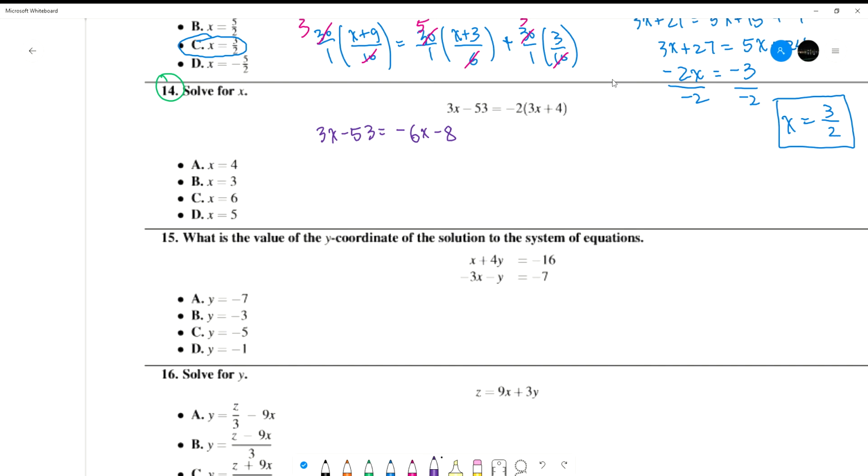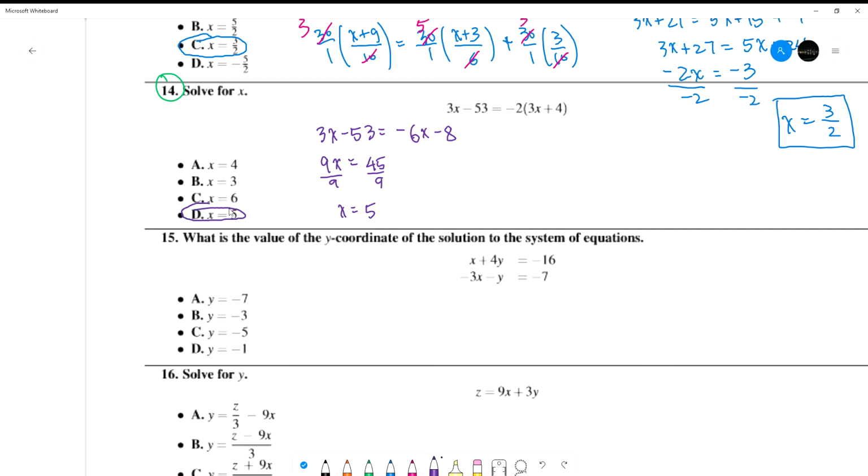So let's gather the x's to the left. So I'm going to add 6x to both sides. So I get 9x is equal to negative 8 plus, so negative 8, you have to add 53, right? So we get 45. Divide both sides by 9. X is equal to 5. So that's answer choice D.